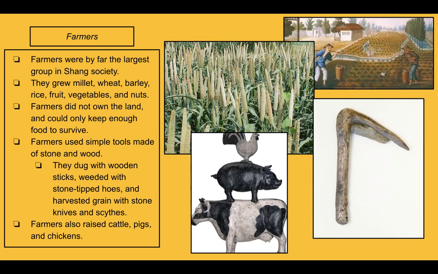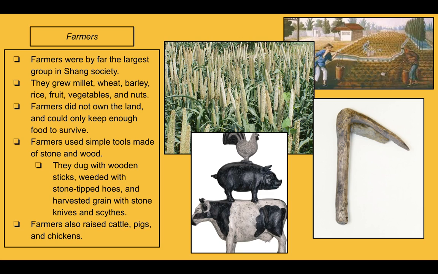All right, below the traders, you've got farmers. And farmers were by far the largest group in Shang society. They grew crops like millet, wheat, barley, rice, fruit, vegetables, and nuts. They didn't own the land, and they had to give up the crops to the king and the nobles, sort of like taxes, and they could only keep enough food to survive.